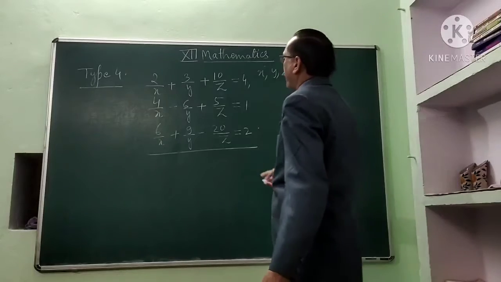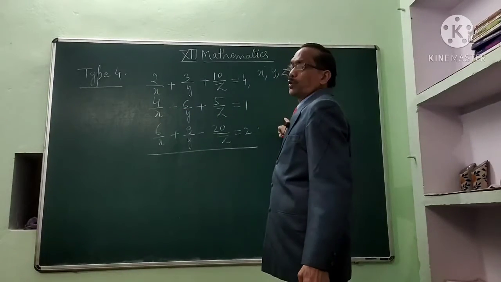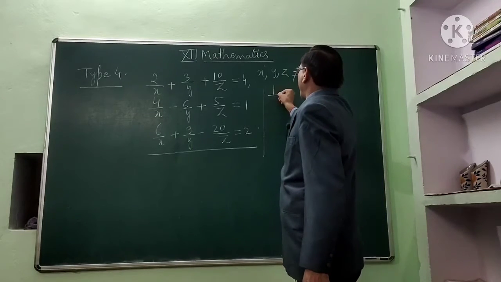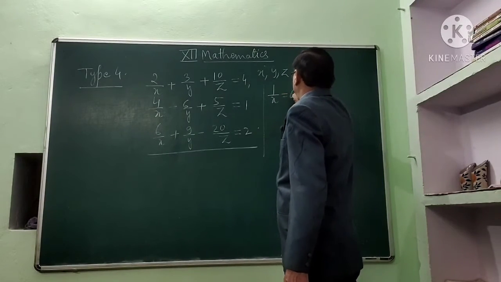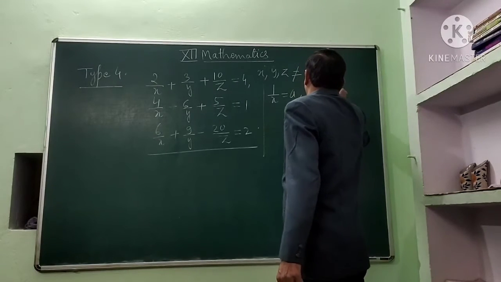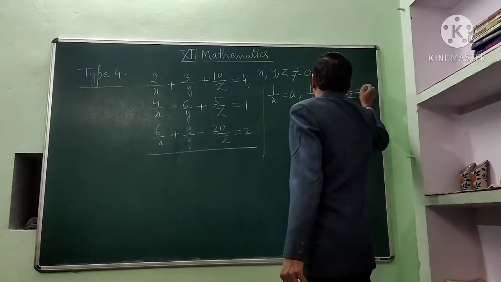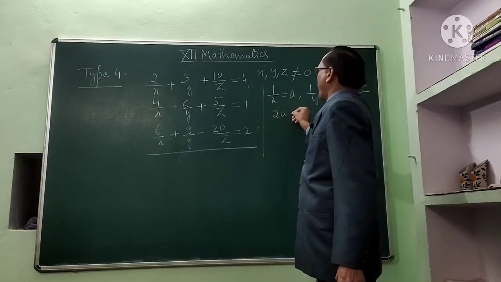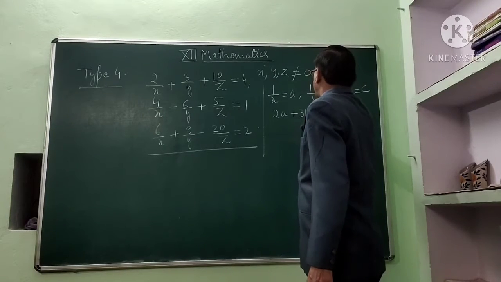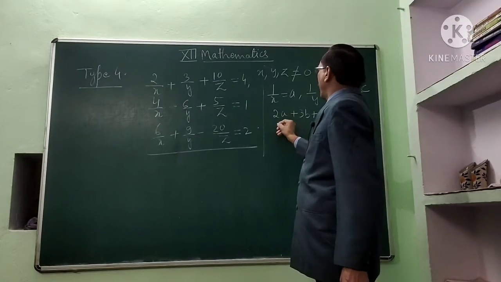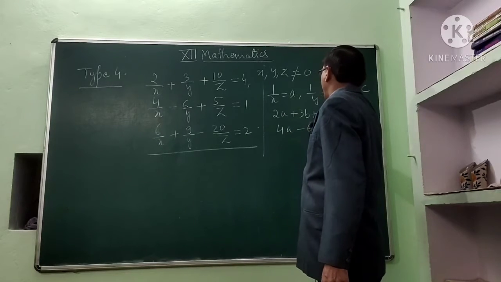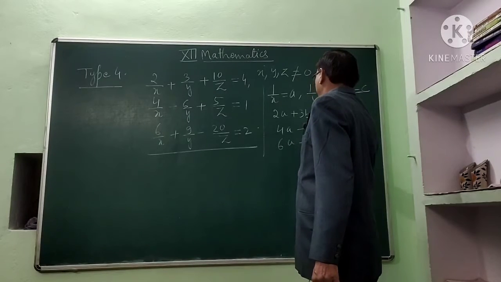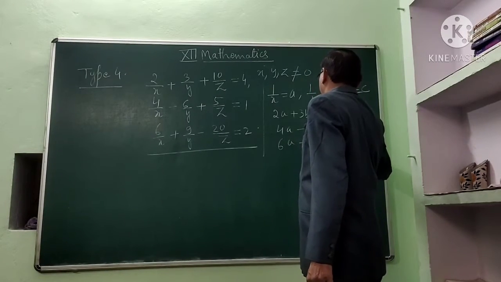Student, here the variables are given. So there are two logics. One logic is, we can suppose 1 upon x as a, 1 upon y equal to b, and 1 upon z equal to c. Then we will convert the equations into the form 2a plus 3b plus 10c equal to 4, 4a minus 6b plus 5c equal to 1, 6a plus 9b minus 20c equal to 2.